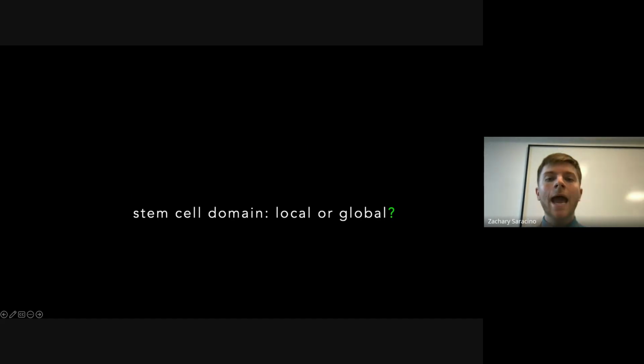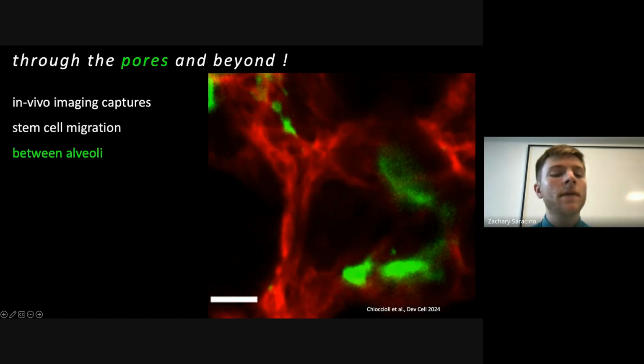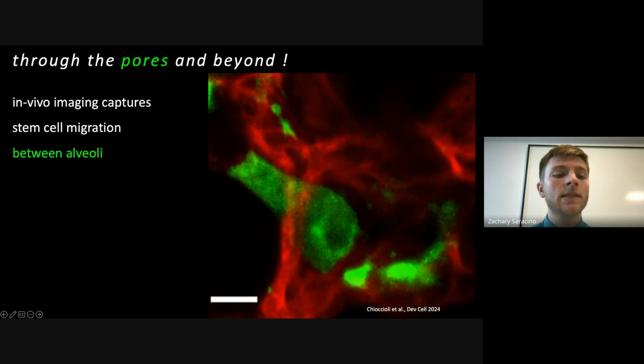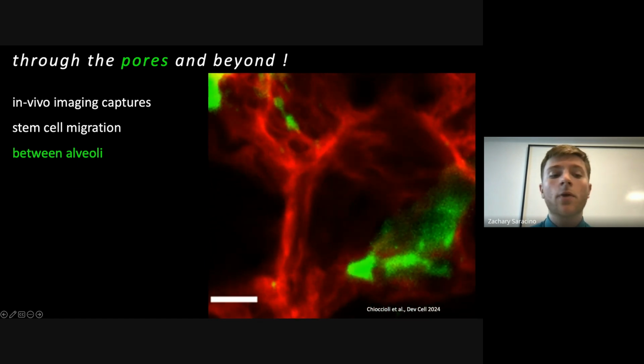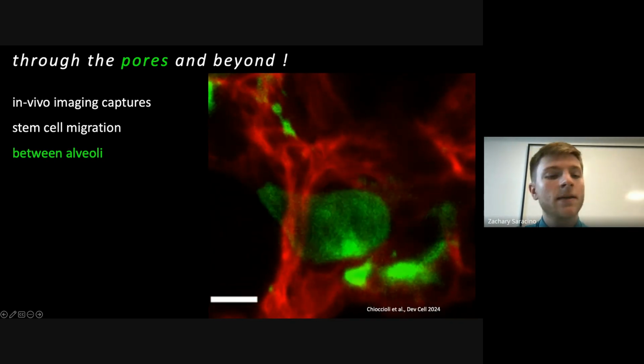And so this led us to ask the question about the stem cell domain. Is it local or is it global? Because if a stem cell can expand its spatial domain and migrate to where they're needed, that would be really cool. Next slide. And so here in this in vivo video that you can see here, there is a stem cell migration between alveoli, which is really cool to see. Next.